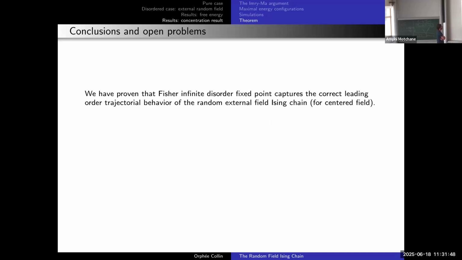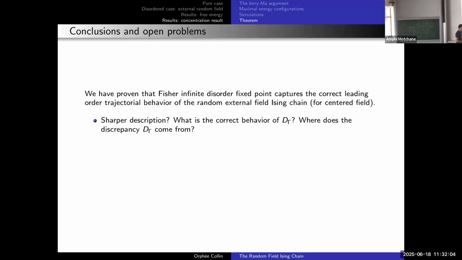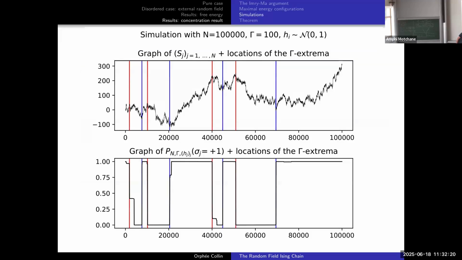We have given the confirmation that the Fisher configuration captures the trajectorial behavior of the random field Ising chain. In this case of the centered field, we would like to get a sharper description and to explain what exactly contributes to the discrepancy. Maybe I'll say a few words about that.